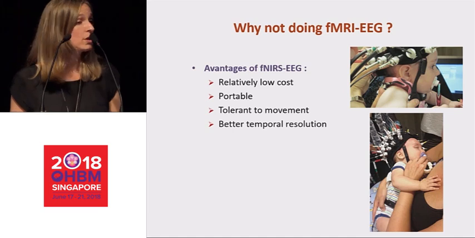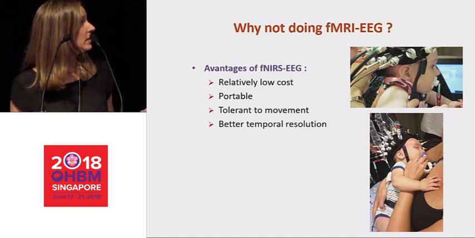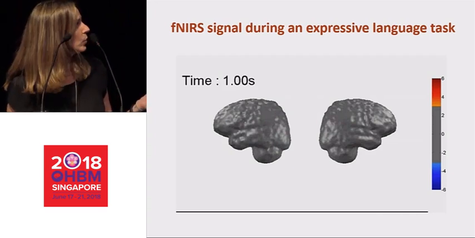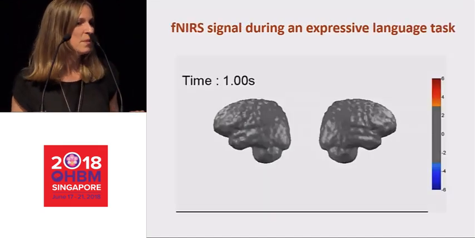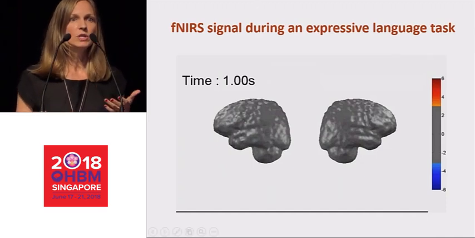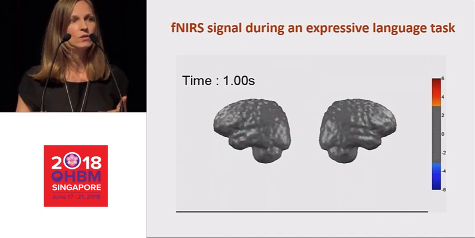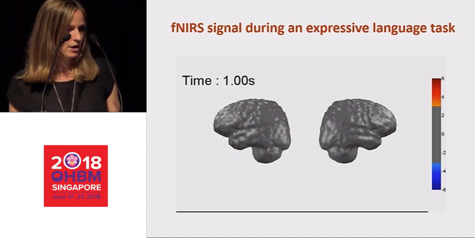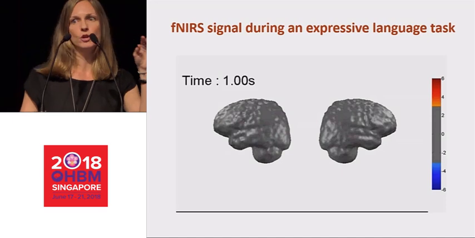Also, it has a better temporal resolution than fMRI, so we can follow the brain activation in time. So this is an example here. There is a movie there, I don't know if it will work, but basically this is a participant who was doing a language task, a verbal fluency task, saying as many words as possible out loud belonging to a specific category. And obviously the movie is not working, but we can follow the activation over the brain.